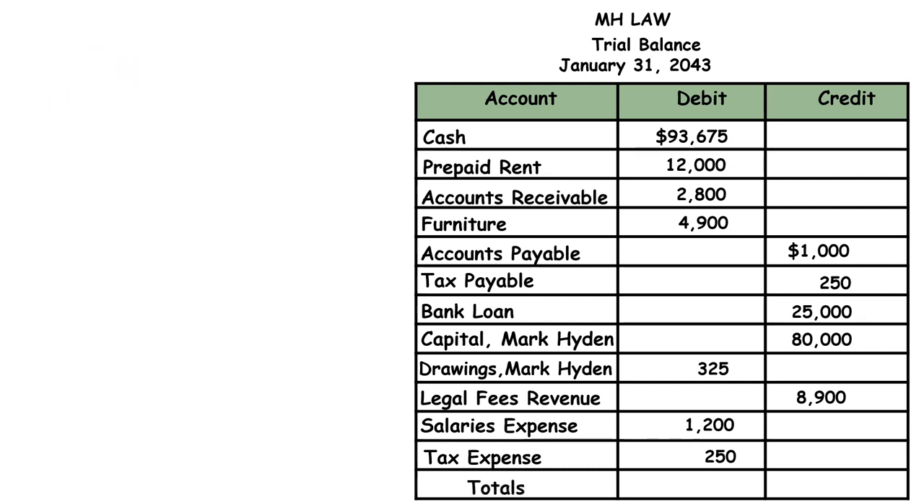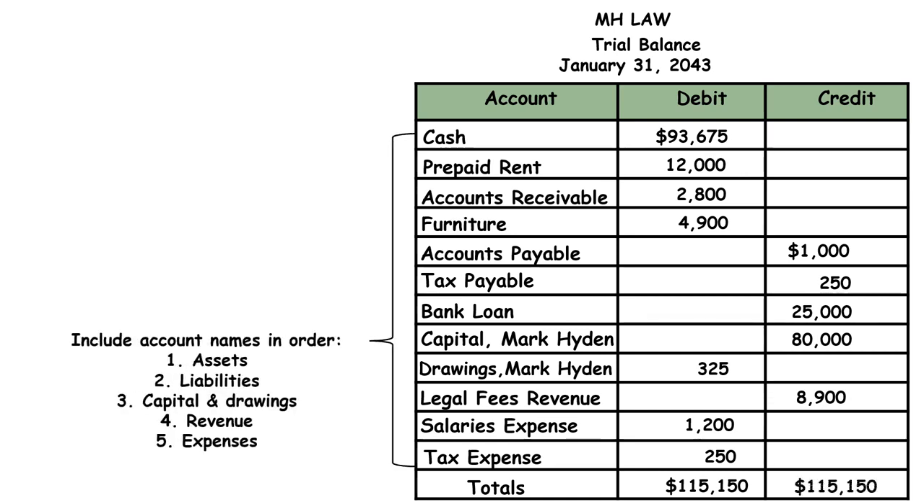Now, once we are done, we need to total both the debit column and the credit column. And the total must be the same. So let's look at the total here. So we have a total of 115,150 on the debit side and a total of 115,150 on the credit side. So the totals are equal.